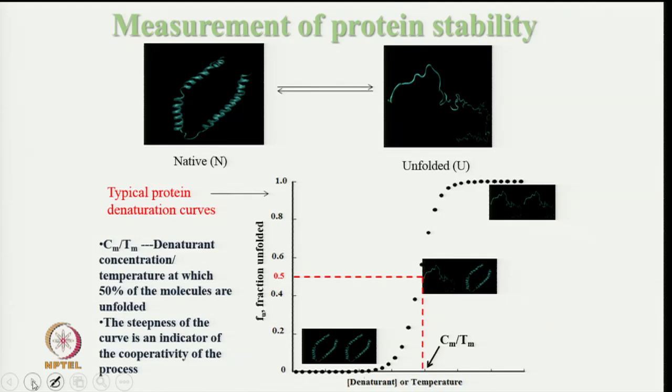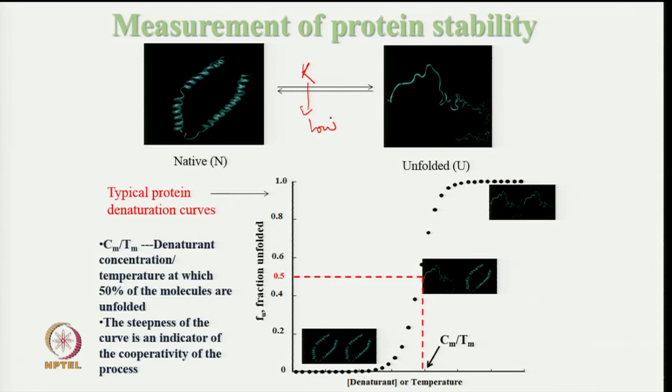Protein stability is basically the conformational change of protein from native to unfolded. If the equilibrium constant of this is high, it means the protein is unstable. If this K is low, it means the equilibrium is more towards the native form and the protein is more stable. The typical stability study is what we know as protein denaturation studies.